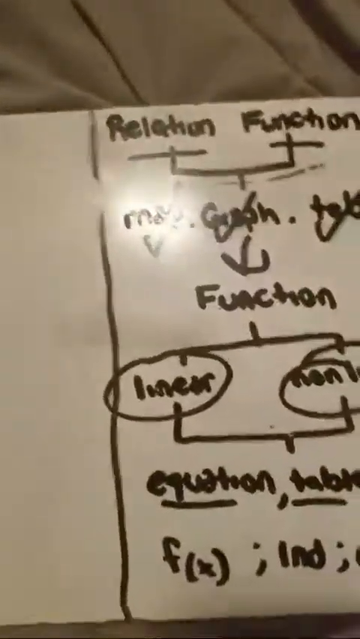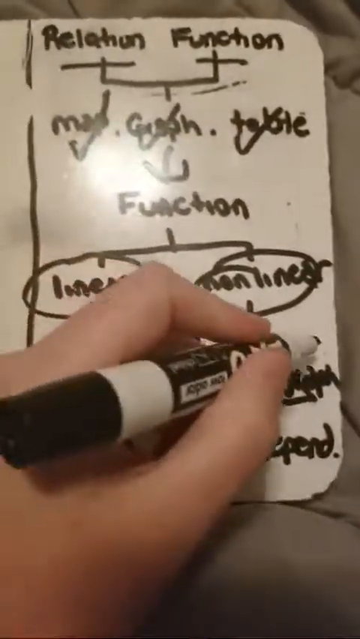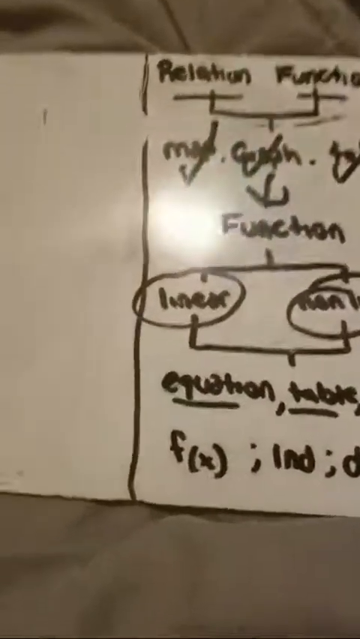Okay, so it's a straight line. So we know how to graph, right? It's a straight line or it's not. So real quick, is this a function? If this is an x and this is a y, is this line a function? Yes or no?